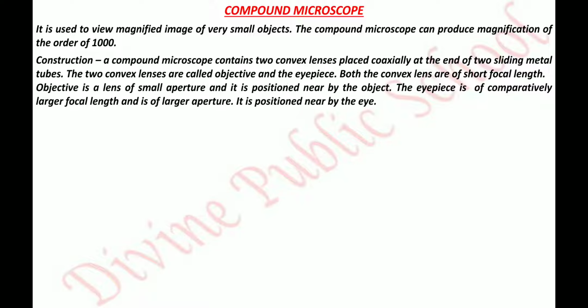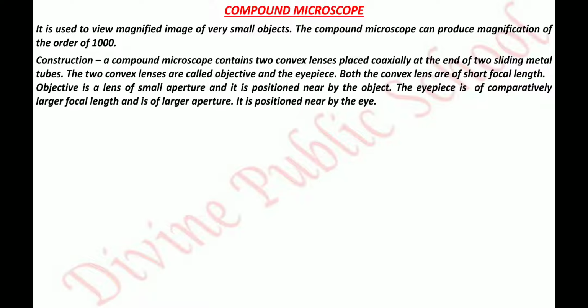In construction we have to write that a compound microscope contains two convex lenses placed coaxially, meaning they have a common principal axis, at the ends of two sliding metal tubes. The two convex lenses are called the objective and the eyepiece. Both convex lenses are of short focal length. The objective is a lens of small aperture positioned near the object. The eyepiece is of comparatively larger focal length and larger aperture, and is positioned near the eye.